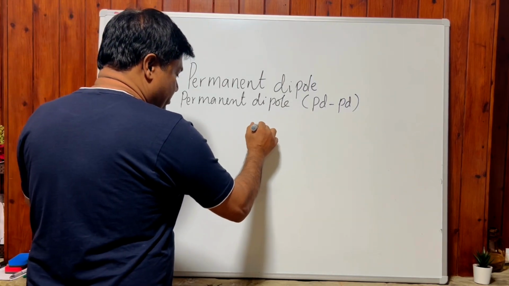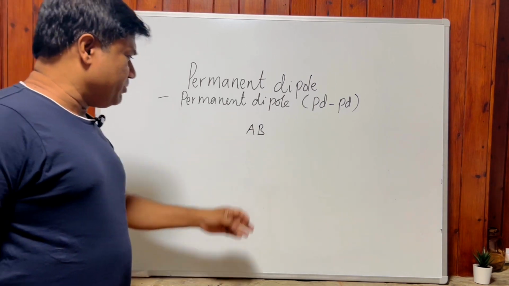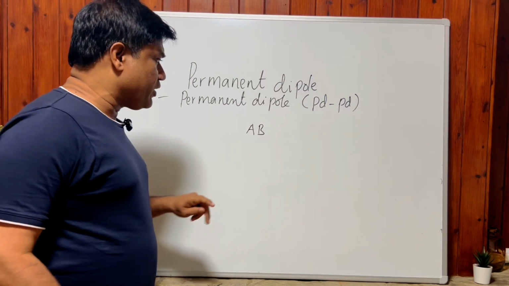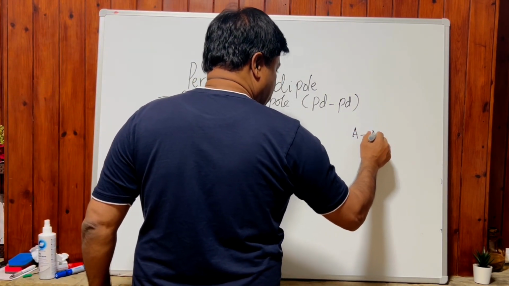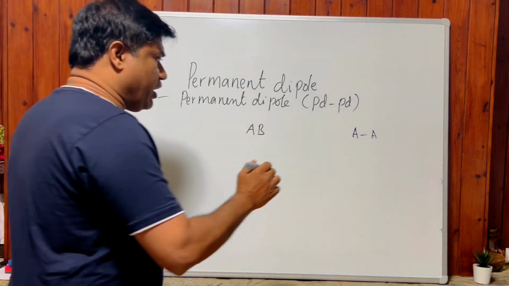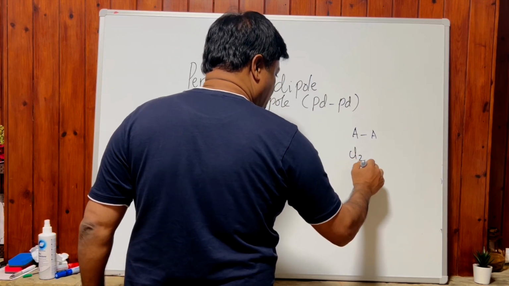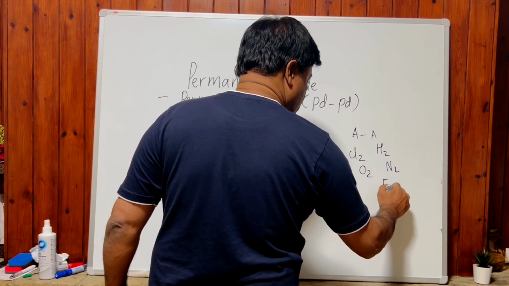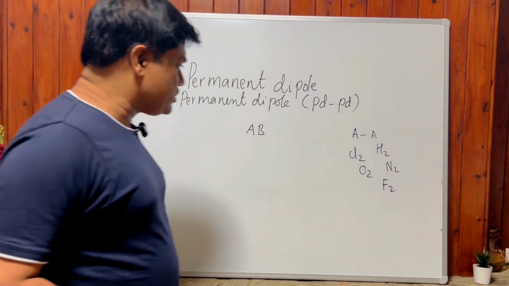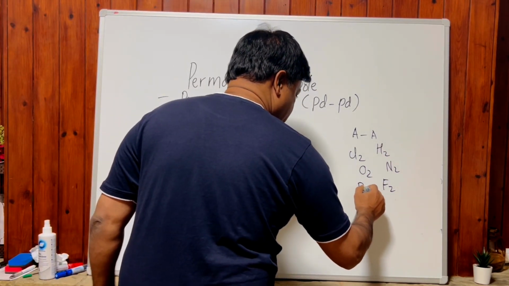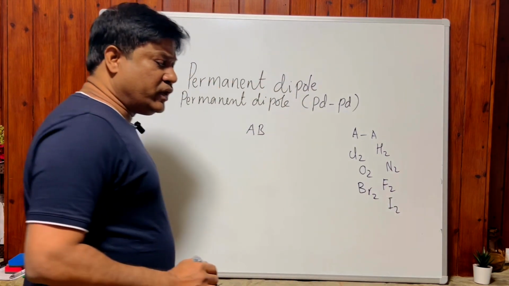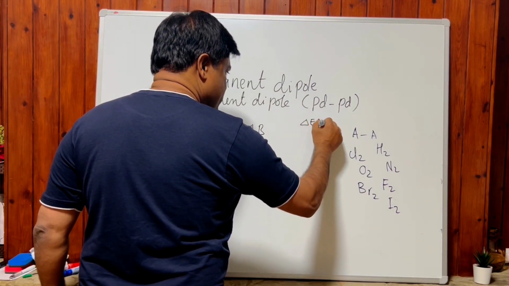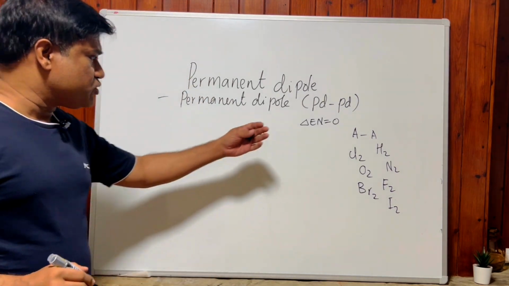Suppose I have A and B, two different elements. If there is a difference in electronegativity, then the molecule is said to be polar. If I have A and A, there will be no difference in electronegativity, like the chlorine molecule, oxygen molecule, hydrogen molecule, nitrogen molecule, fluorine molecule, bromine, I2. The electronegativity difference, delta E, is equal to 0. So such compounds are called nonpolar.